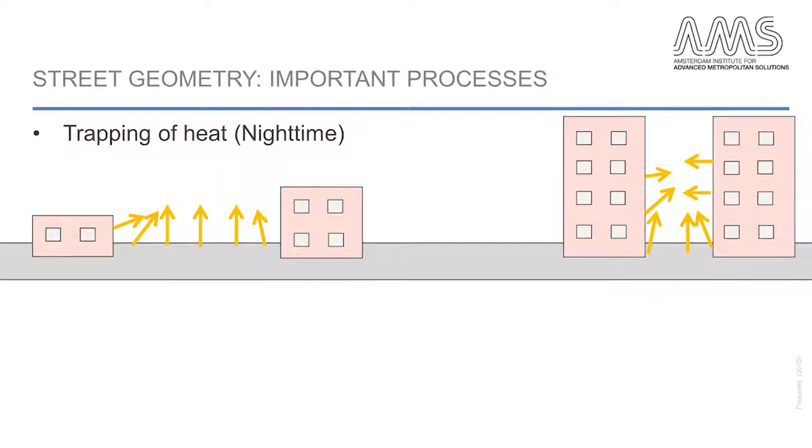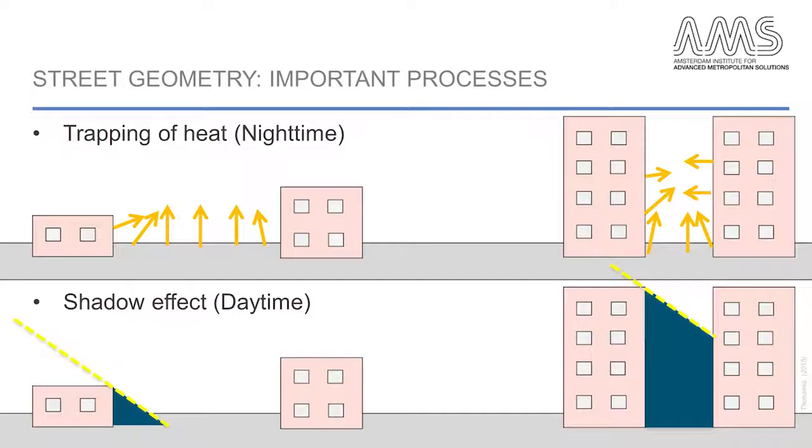When talking about geometry of the streets influencing urban temperatures, there are two important counteracting processes. First, there is the trapping of heat within the streets. In more open streets with low buildings, heat stored in the pavement and in buildings can more easily escape. Whereas in narrow streets with high buildings, this heat is trapped and can hardly escape. This process is of main importance during the nighttime and enhances the urban heat island for streets with high height-to-width ratios.